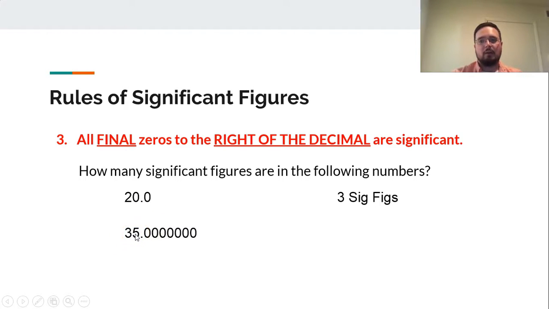This one also: 3 and 5 are significant because they're non-zero. The last one to the right is also significant. The right of the decimal is significant, and all of these, since they're in there, are also considered significant because they're between the 5 and the 0. So there's 9 sig figs.